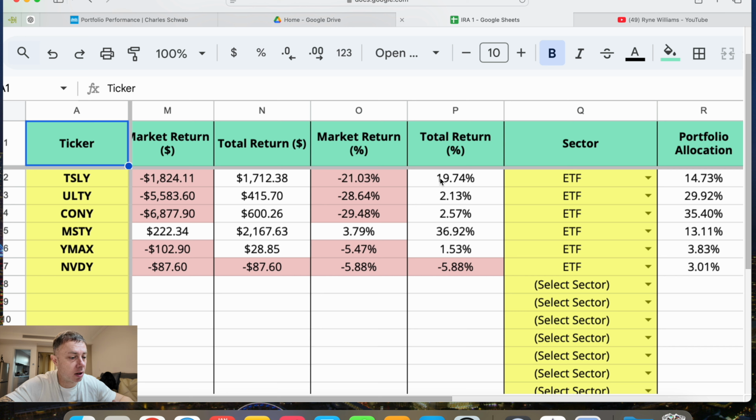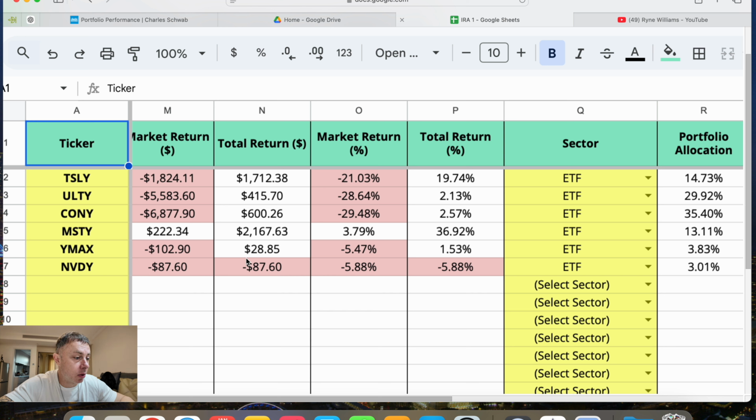Tesla's been doing good. I've had it for a long time too, though, so that's why it's performing quite well. Once I have OT and Coney longer, this number will come up as well. Misty, 222, 2167 total return, and then we've got 36.9% total return. 36.9%. So that's really great. That's been doing really good.